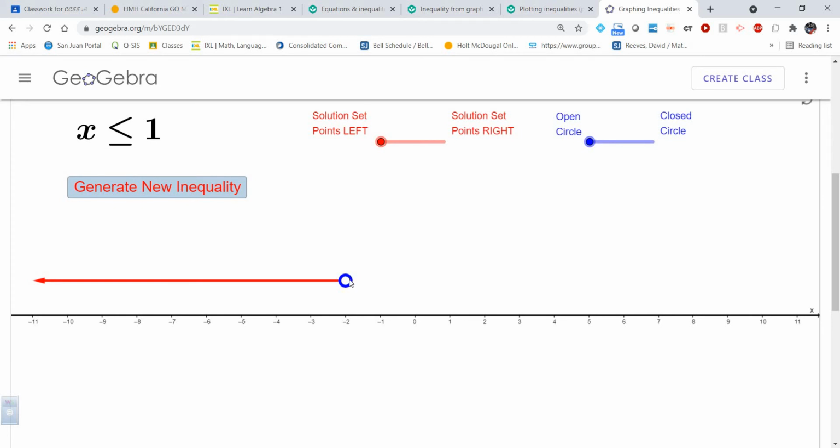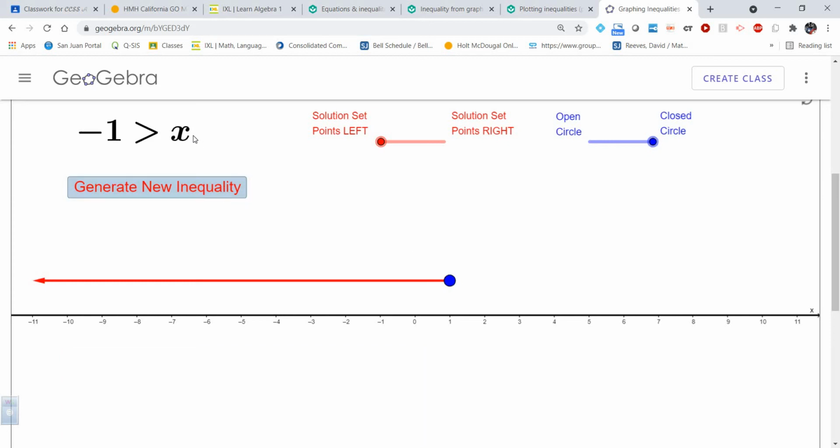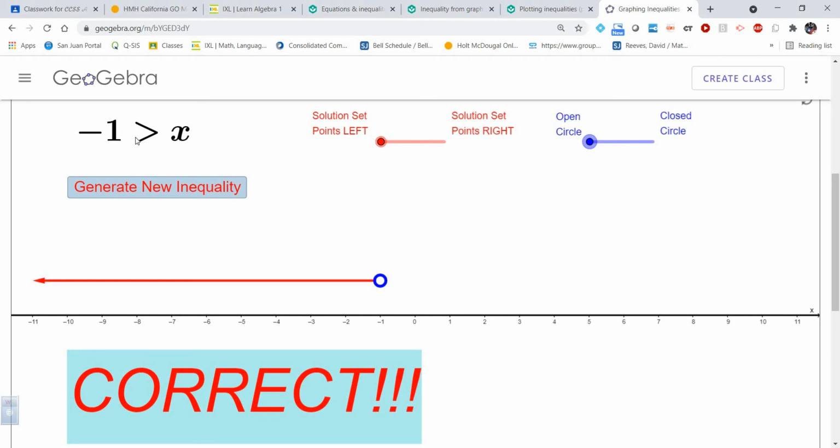Okay, back to the left, x is less than or equal to 1, so it's on 1. I'm going to put a closed circle. So these are all our x values, and all of our x values here are less than or equal to 1. Now the variable's on the right. -1 has to be greater than all the x values. So here are all the x values. This would be correct, except we need an open circle. Now we are correct. So you see how that works.